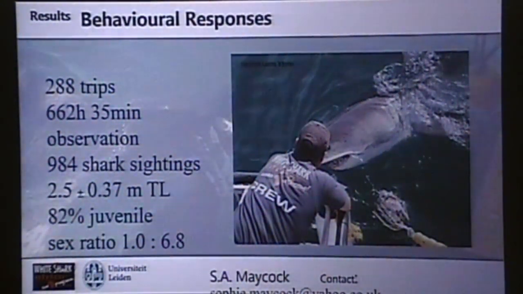So after I excluded any incomplete data in the set, I was left with 288 sampling trips, which amounted to over 660 hours of observation time. We had 984 individual shark samplings to work with, and the average size of these sharks was 2.5 meter TL. The vast majority, therefore, were juvenile, and we did not see any mature sharks during sampling. We also saw many females in comparison to males, with a ratio of one male to every 6.8 females, sorry.